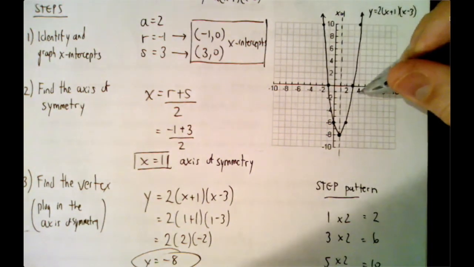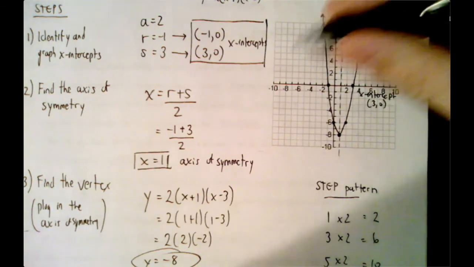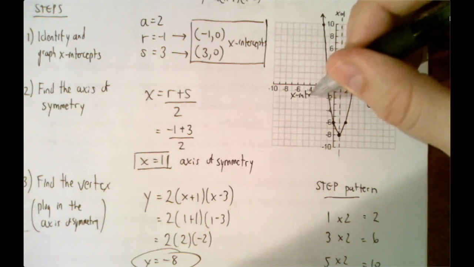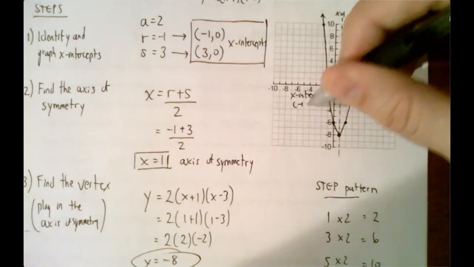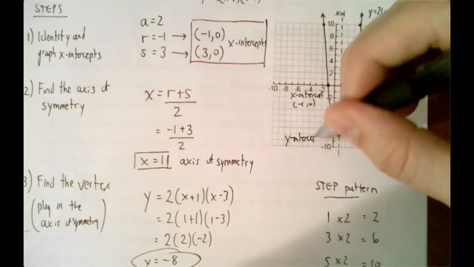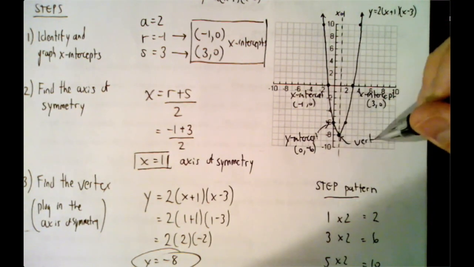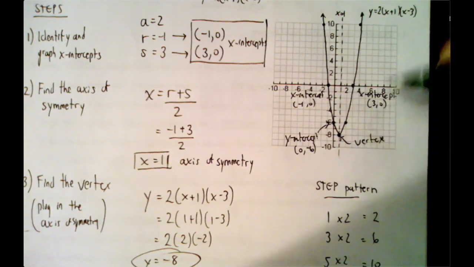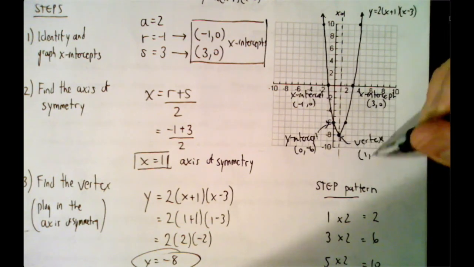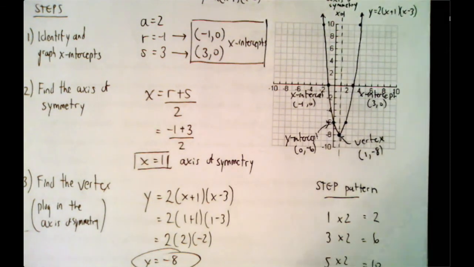We started with the x-intercepts. One of them is 3, 0, and the other one is negative 1, 0. We have the y-intercept, which is 0, negative 6. We have a vertex, which is 1, negative 8, and we have our axis. That's every feature of a parabola, all on our parabola.